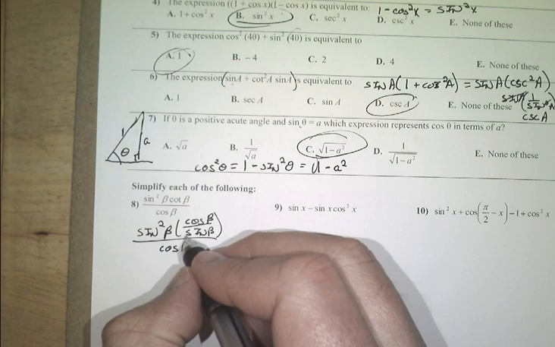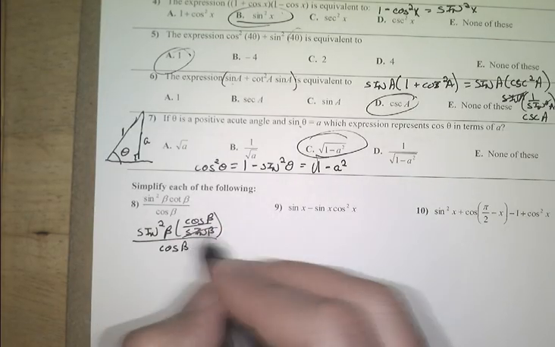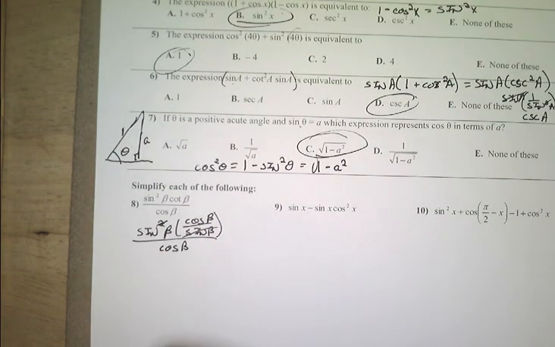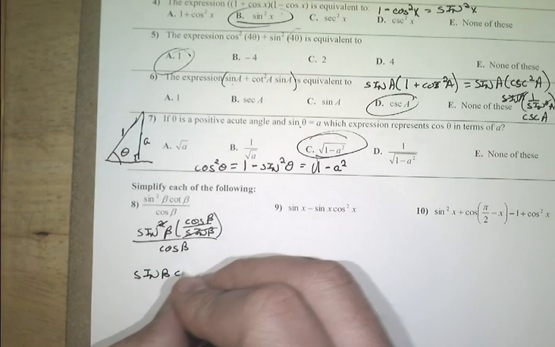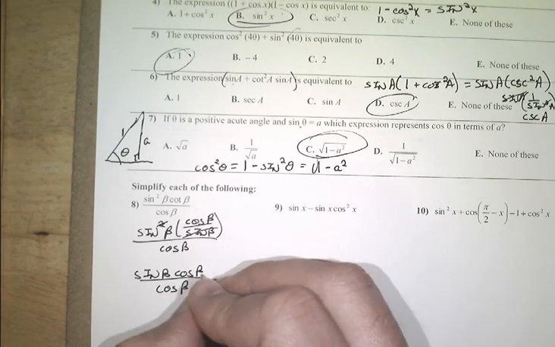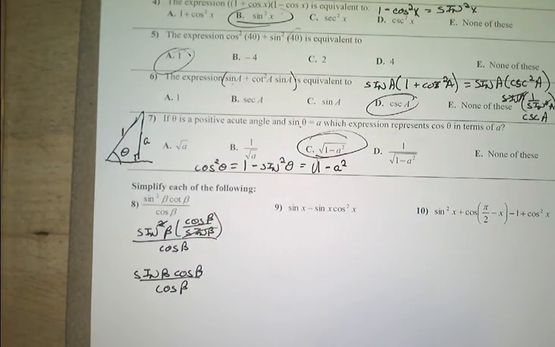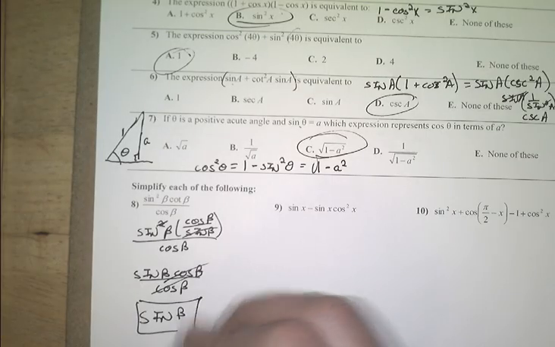So I have a sine on bottom, in the numerator. I have a sine on bottom and a sine on top. So those will cancel out. That will give me sine beta times cosine beta all over cosine beta. Well, cosine beta cancels out with cosine beta, leaving just sine of beta.